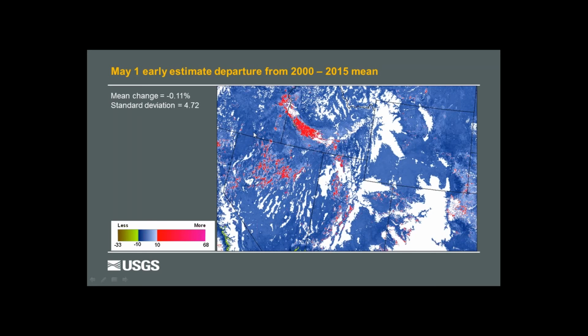But for the most part, the areas that have changed from average, or significantly from average, are in the Snake River Plain and the Winnemucca, Nevada area. Overall, though, the mean change is minus 0.11%. So basically, overall, there would be statistically no real change.